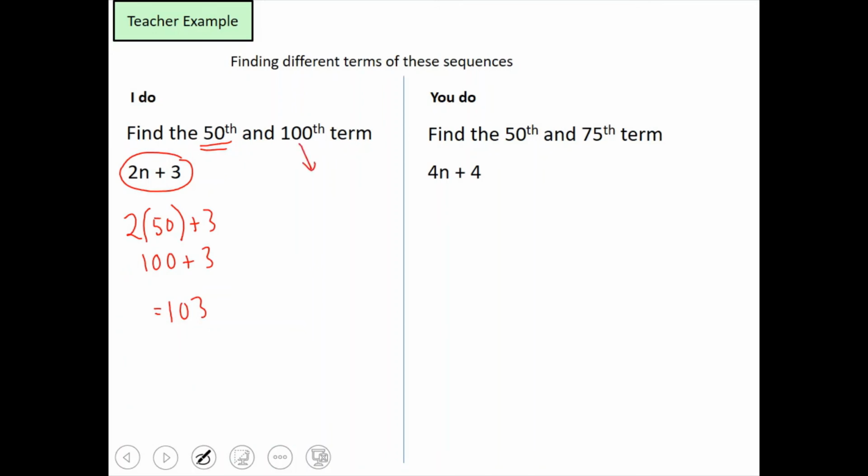And we can do it with the 100th term as well. So you've got 2n plus 3, which is the question up there. This time I'm replacing the n with 100. So in other words, what is 2 times 100 plus 3? 2 times 100 is 200, plus 3, and the answer should be 203.